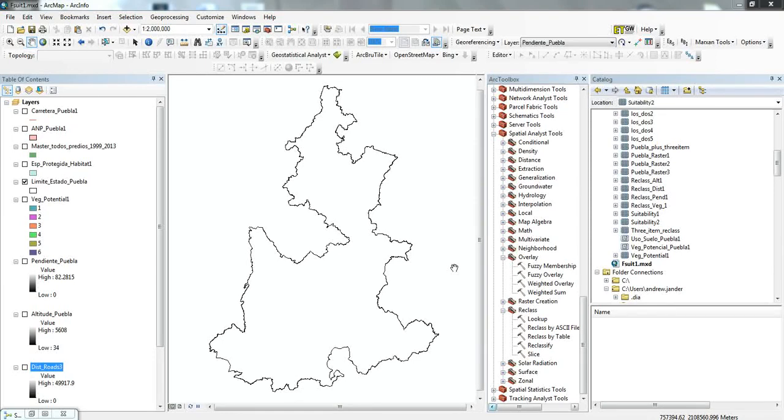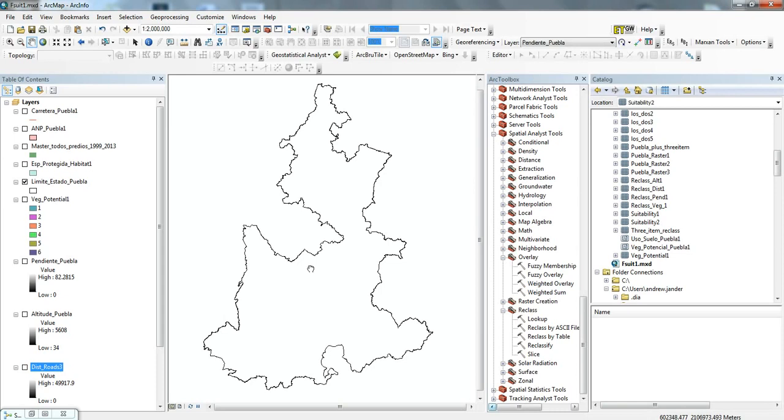Okay, so today I'm going to be running through a quick Model Builder explanation of how to do the suitability analysis using ArcGIS, using the Reclassify tool and the Weighted Overlay tool.